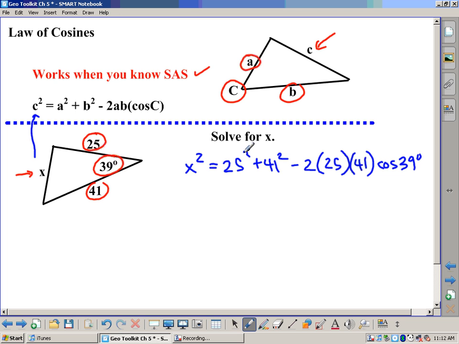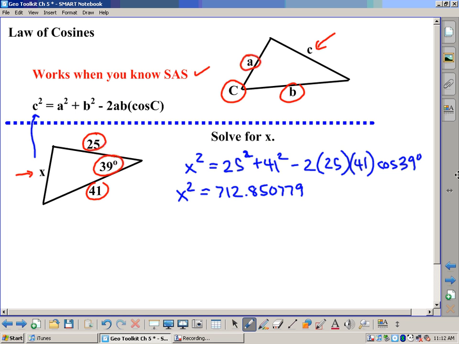So if you've got your calculator right now, what's great about it is you can actually enter all this information on one line of your calculator. So I could go x squared equals, and then just punch in 25 squared plus 41 squared minus 2 times 25 times 41 times cosine 39 degrees. And if you do that, you're going to get an answer. So when I did it, I just got 712.850779. So that's what you should be getting when you punch in all this information up here.